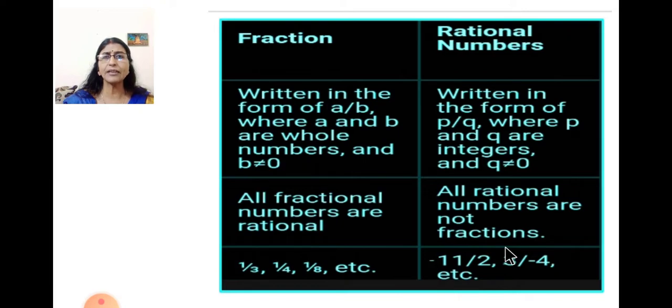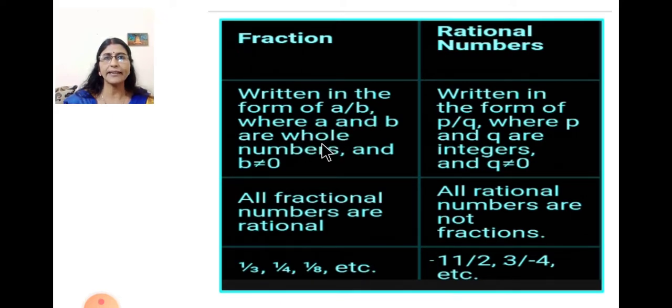Now you must be thinking, what is the difference between fractions and rational numbers? Fractions are written in the form of a upon b, where a and b are whole numbers and b is not equal to 0. Whereas rational numbers are written in the form of p upon q, where p and q are integers and q is not equal to 0. That means in a fraction, a and b, the numerator and denominator, should always be whole numbers.